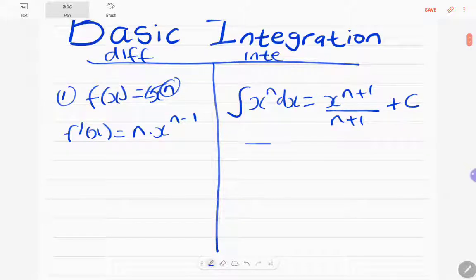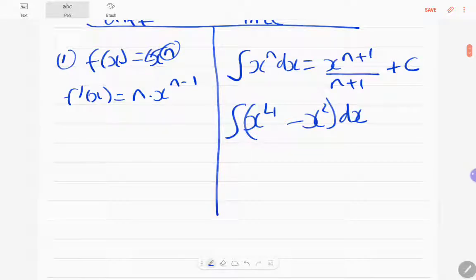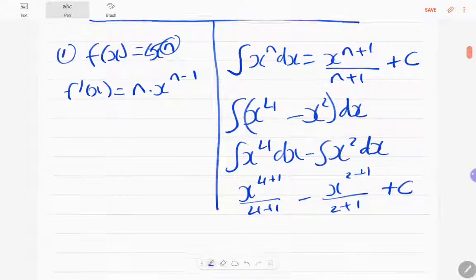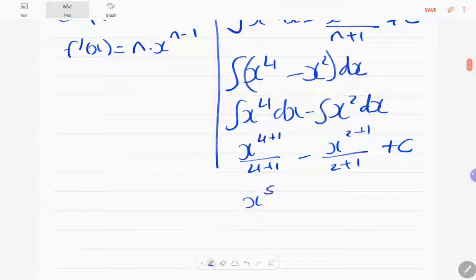Okay, so let's say we have the integral of x to the power 4 minus x squared dx. Here you can expand and say the integral of x to the power 4 dx minus the integral of x squared dx. You just say x to the power 4 plus 1 over 4 plus 1 minus x to the power 2 plus 1 all over 2 plus 1 plus c. This is x to the power 5 all over 5 minus x to the power 3 over 3 plus c.